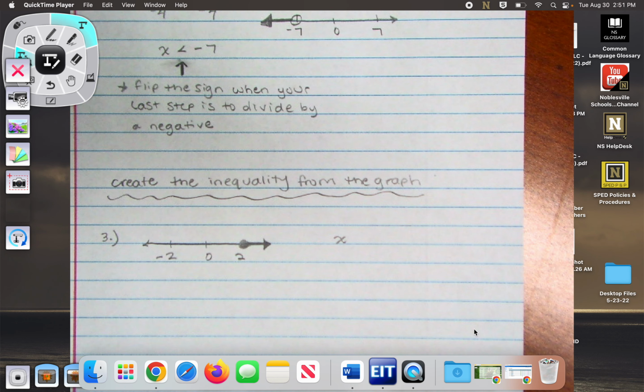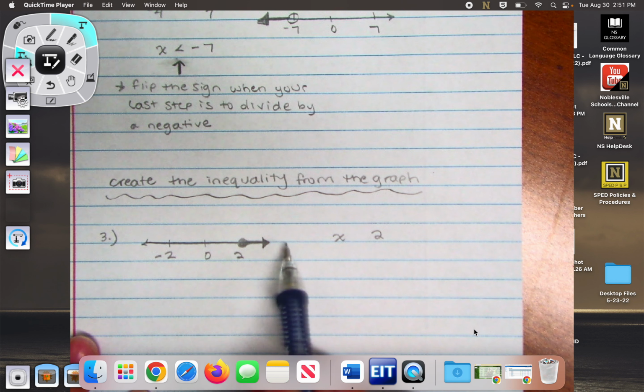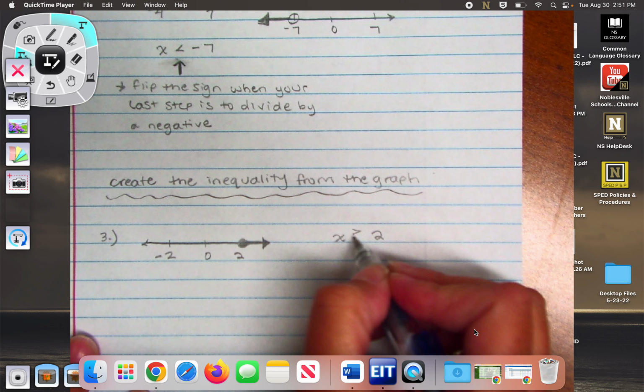So then you have to say, all right, where's my point? What is it plotted on? It has to be pointing that way because the arrow's going that way. Harsha? X is greater than or equal to 2. Great. So I'm on the 2. I know it's "or equal to" because it's closed. And all of these are greater, so it's got to go this way.